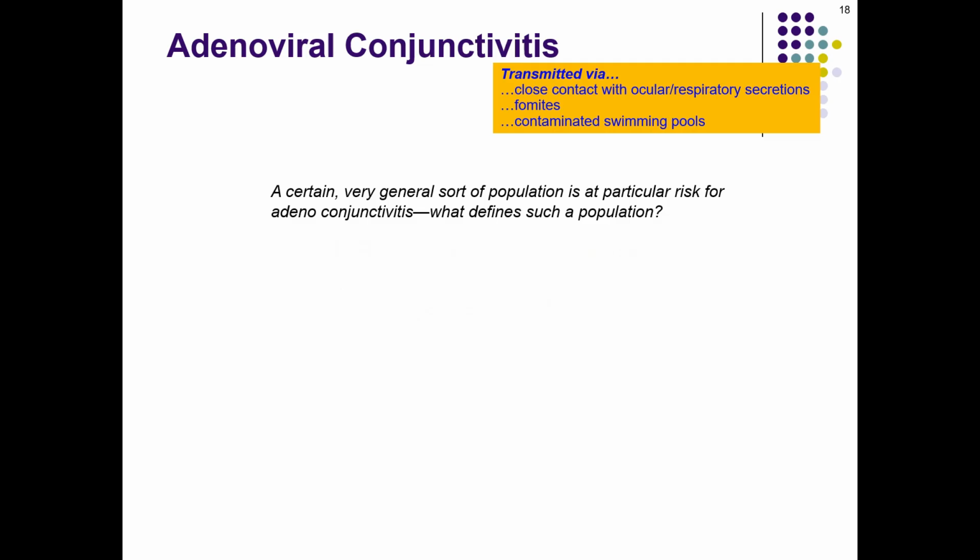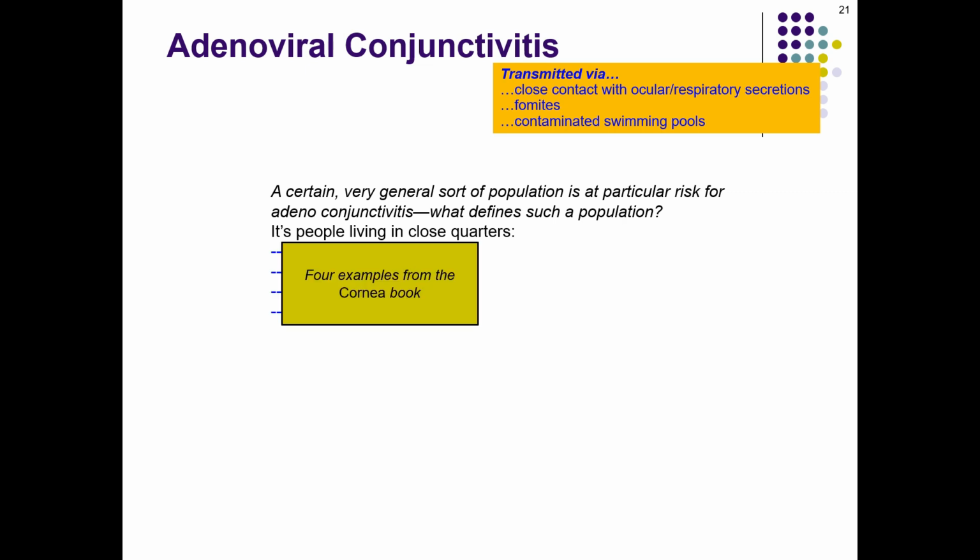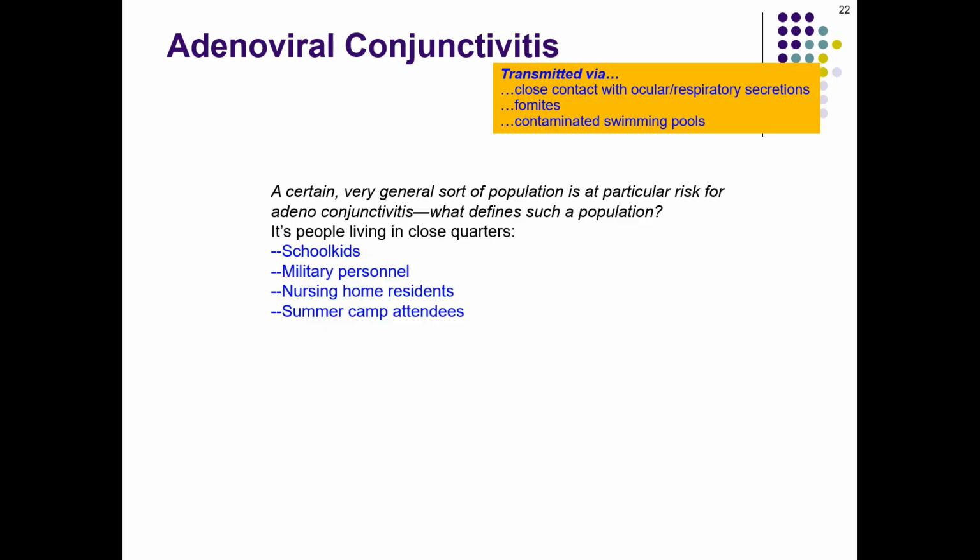There is a certain general population at particular risk for adenoviral conjunctivitis. Do you know them? They are people living in close quarters. Can you give me any examples? There are 4 examples in the cornea book from the American Academy: school kids, military personnel, nursing home residents, and summer camp attendees. So these populations in close quarters are at particular risk for adenovirus conjunctivitis epidemics.